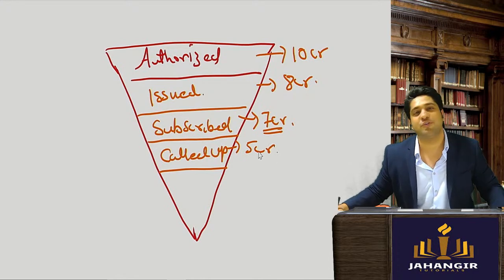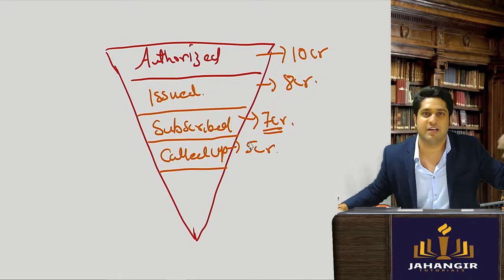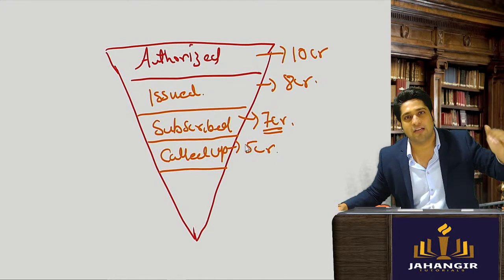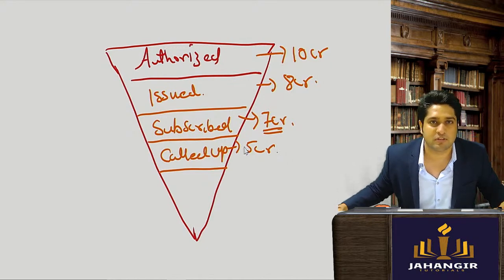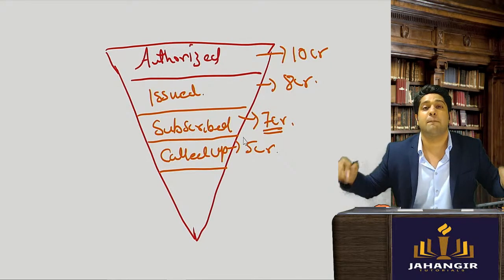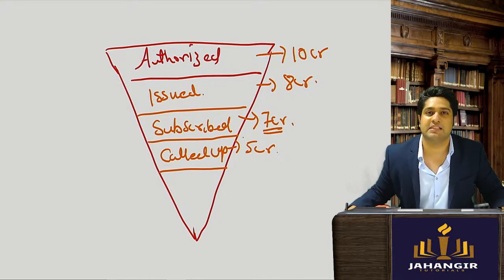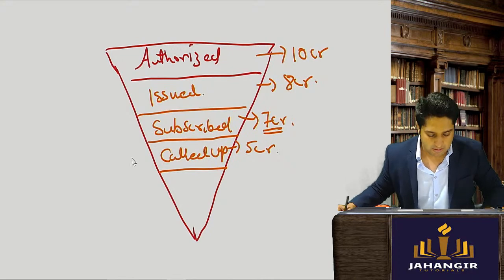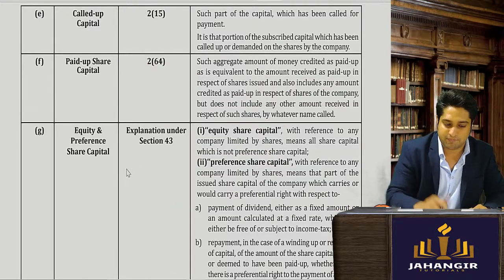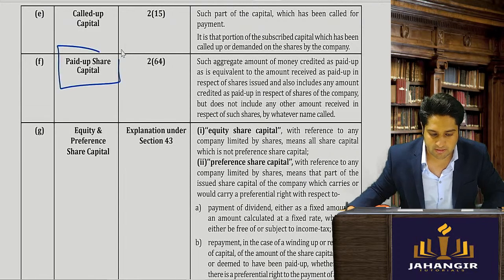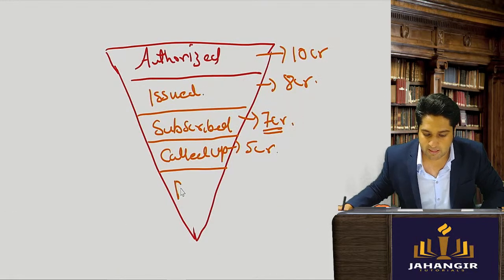Now imagine if you ever made a call, a demand to pay 5 crores, do you think people are always going to pay up? It's possible that some people might not be able to pay or have defaulted in paying. So then the last concept comes up: paid up capital.